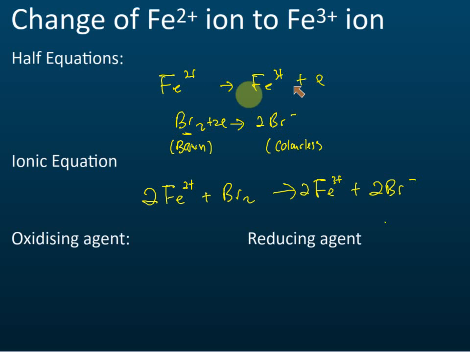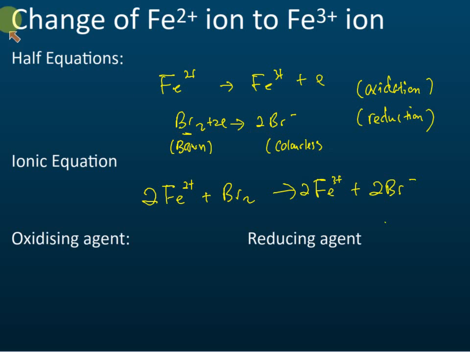So, is this one oxidation or reduction? Iron 2 to iron 3, oxidation or reduction? It is oxidation. Bromine to bromide is reduction. And these two combined together is redox. Redox is for the whole reaction. Both added together is redox. This undergoes oxidation, this undergoes reduction. Combined together, it is a redox reaction.